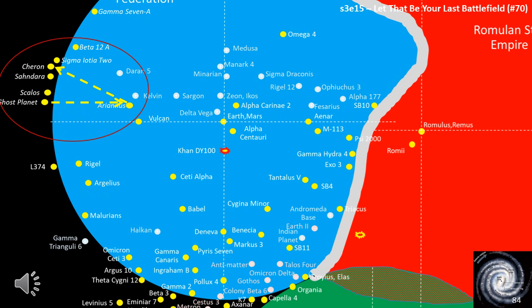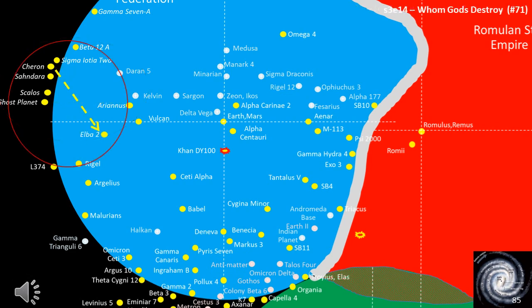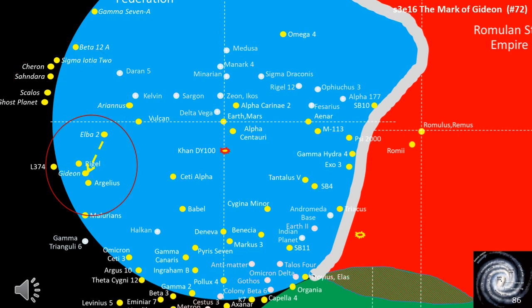In Let That Be Your Last Battlefield, the Enterprise travels to Uranus, a Federation planet, before moving on to Cherion. Cherion, which is the home planet of the multicoloured folks, is outside of Federation space. In Whom God Destroys, the Enterprise now travels to the penal colony of El Batu, which must be further into Federation space. In The Mark of Gideon, the Enterprise travels to Gideon, a planet suffering from massive overpopulation.